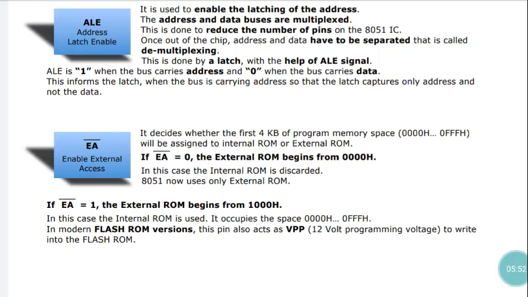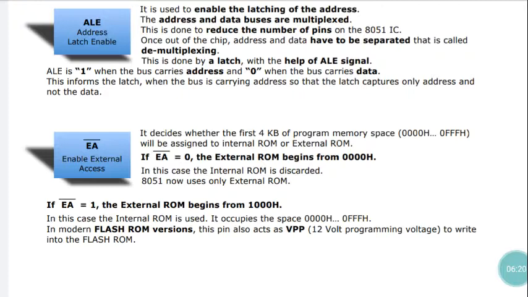the external ROM begins from 1000H, not from the starting. Okay, in this case the internal ROM is used. It occupies the space from 000H to 0FFFH. You know that the internal ROM size is 4 kilobytes. After accessing the 4 kilobytes of memory from internal ROM, it goes to the external ROM.